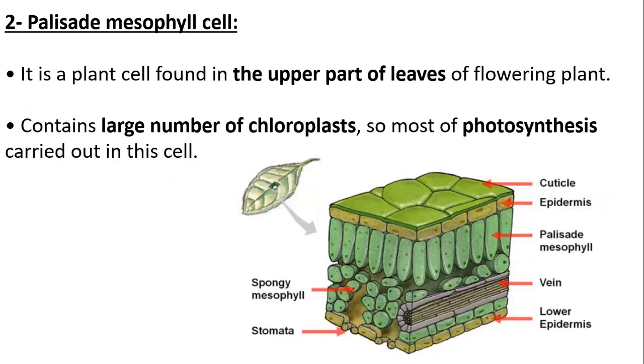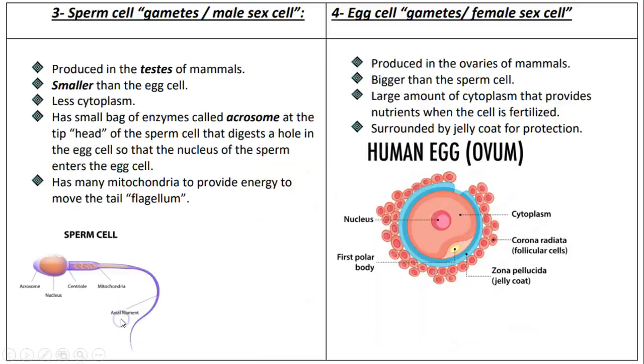Then we have the palisade mesophyll cell. Can you see it here? The palisade mesophyll cells are responsible for photosynthesis. So by logic, they have to be the nearest to the source of light. So they are placed at the upper part of the leaf. Why? To be able to carry out photosynthesis. And they are full of chloroplasts. Of course, to carry out their function, which is photosynthesis, they have to contain a large number of the organelle responsible for photosynthesis, which is, of course, the chloroplasts.